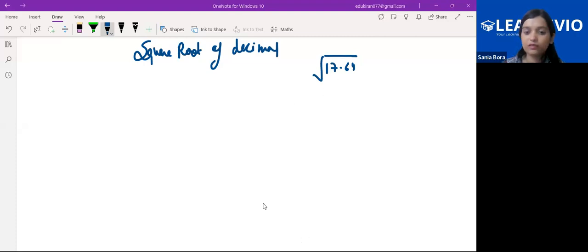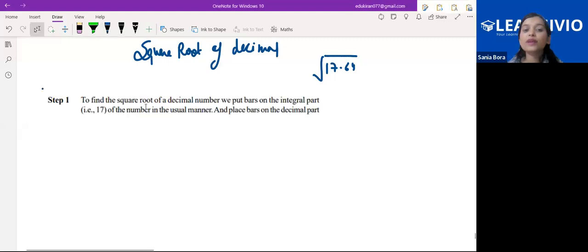Of course, the same thing we will be doing. I will be doing the steps like the ones we did. The steps I will ask you so that you can at least read them, because steps are very, very important. So step number one: to find the square root of a decimal number, we put a bar on the integral part of the number in the usual manner and place a bar on the decimal part.